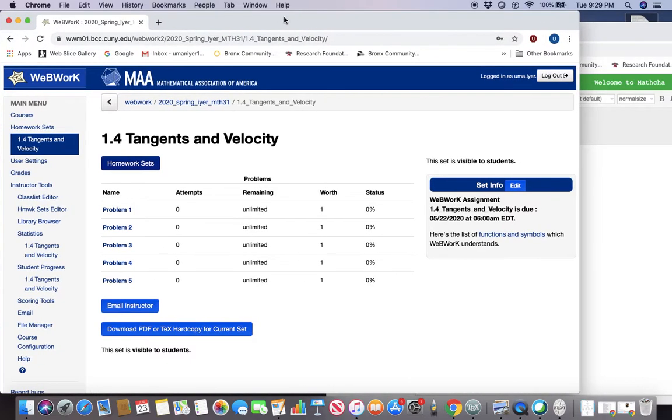Welcome back. So now we are going to do problems from WebWork on section 1.4, tangents and velocity. Problem 1.